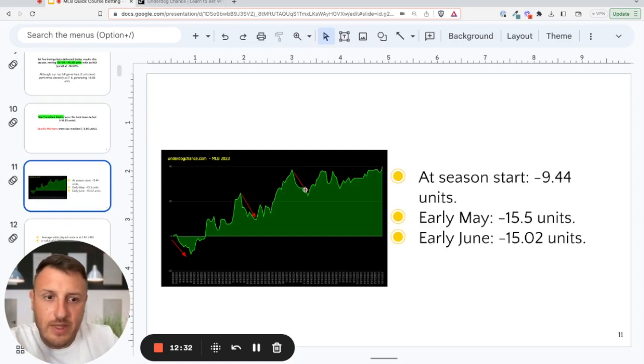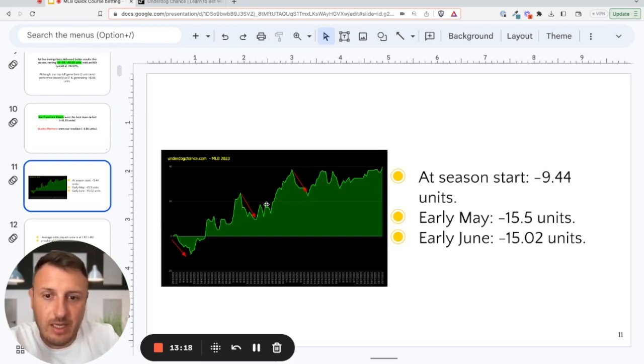I also had 3 bigger drawdowns. This is the hardest thing for followers, for rookie bettors, because anyone can bet when things are going well. But people start panicking here, and here. I had 3 bigger drawdowns. At the start of the season, minus 9.44 units, this is here. Then in early May, I had minus 15.5 units here and minus 15.02 units here. And right now it is pretty stable, but this is something we need to survive.